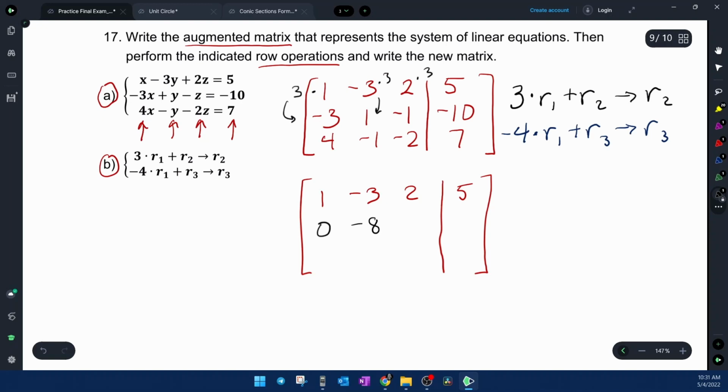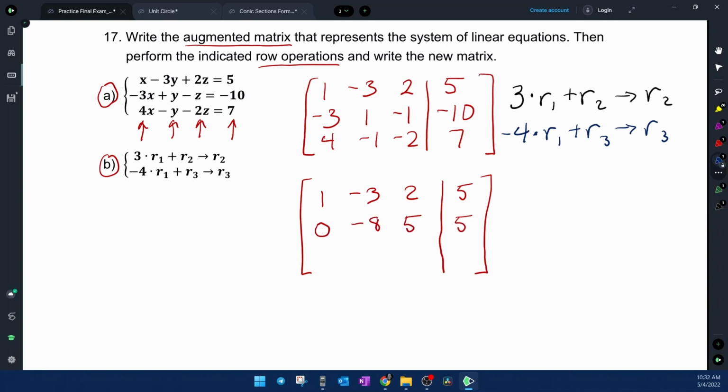Again, 2 times 3 is 6. 6 plus negative 1 is 5. And last time, 5 times 3 is 15. 15 minus 10 is 5.